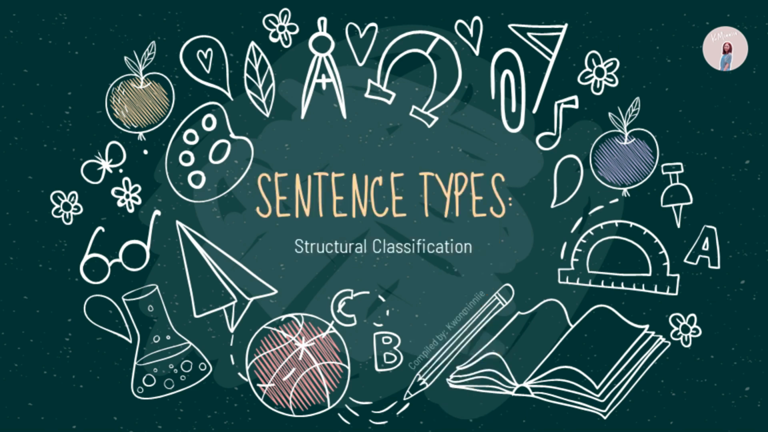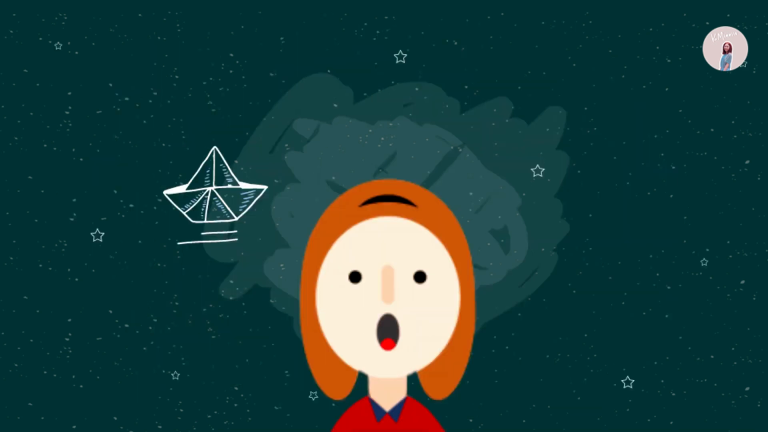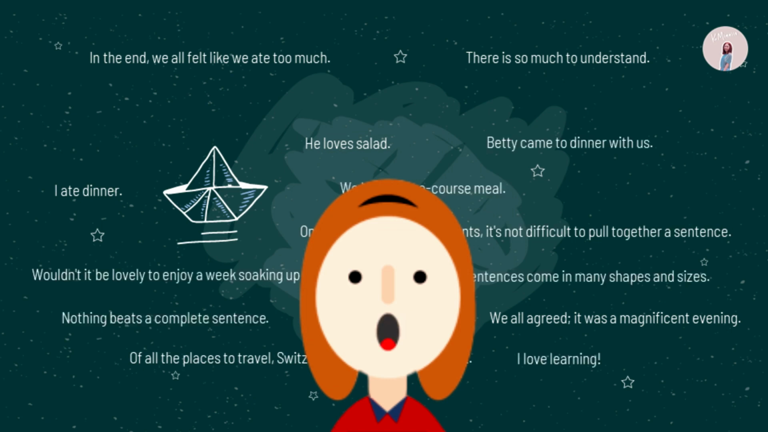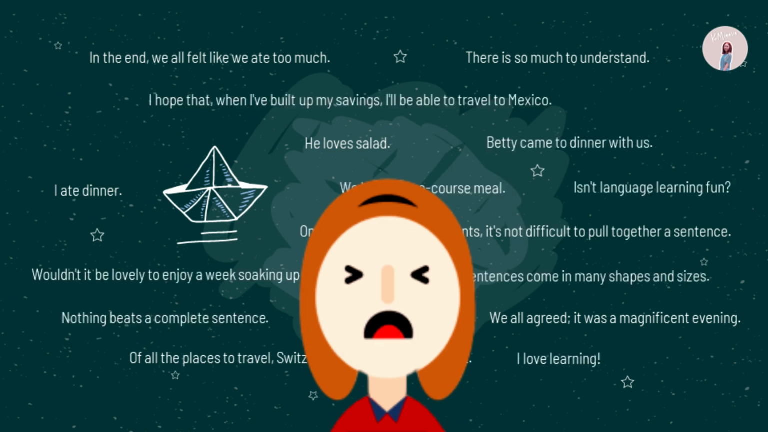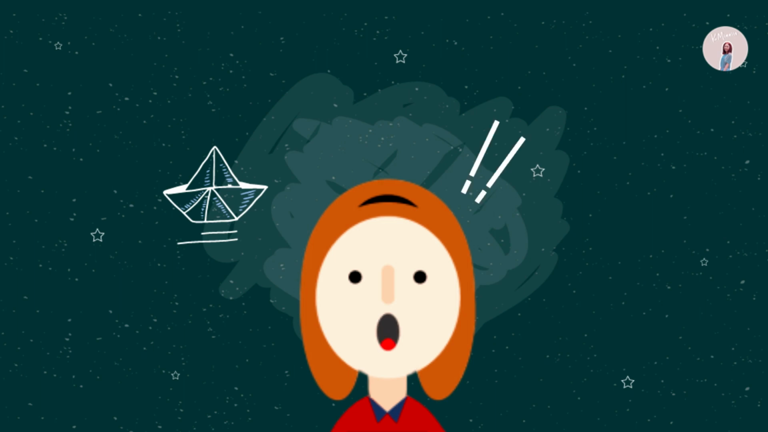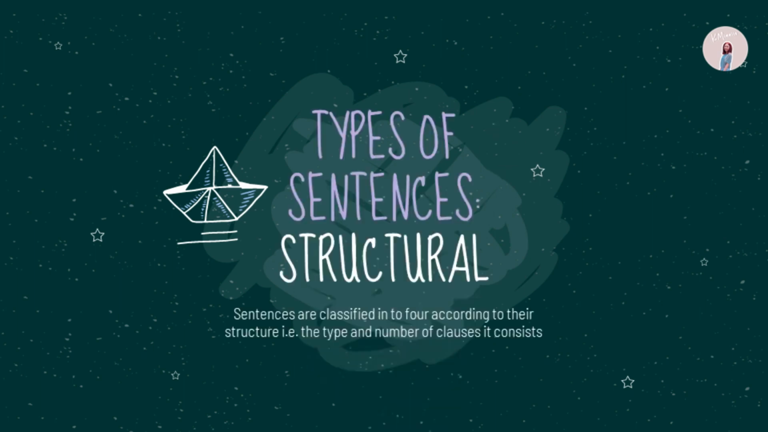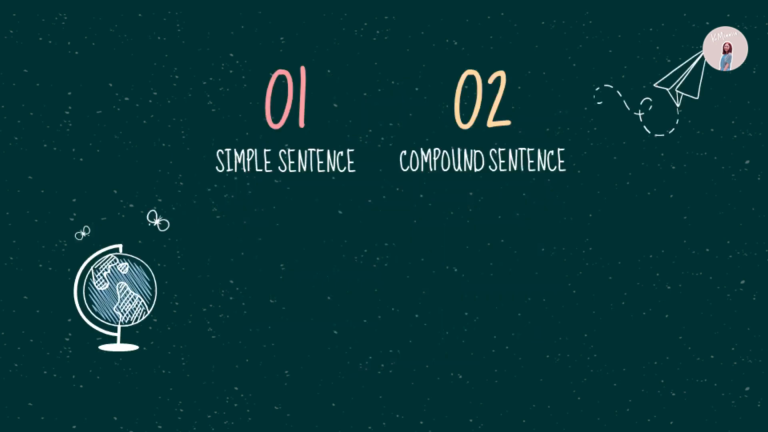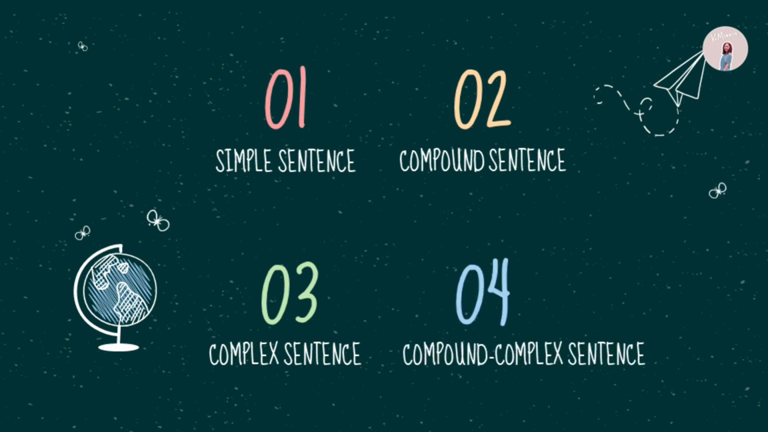Okay, let's get started. As we know, there are billions of sentences out there that we may have to understand, and it's bad news, right? Don't worry, it's easier than it sounds because all sentences fall into just four sentence types, which are simple sentences, compound sentences, complex sentences, and compound-complex sentences. Let's start with the first type.